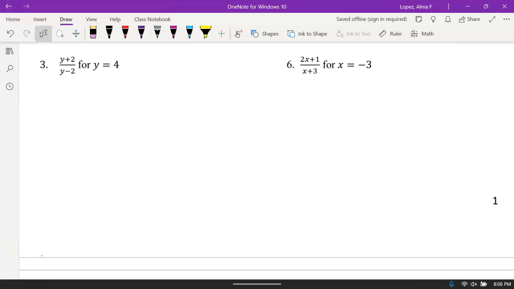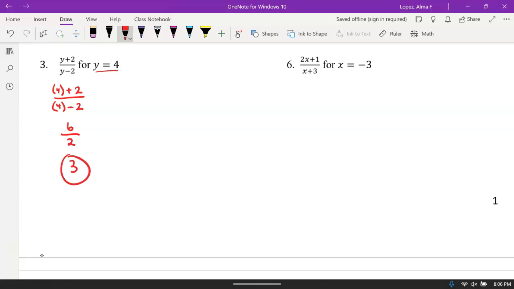Let's keep going. In this expression, everywhere there's a y, I'm going to build a parentheses. That keeps me from losing signs and making errors. Now, everywhere that they had a y, they want us to use 4. Then clean it up. Because it's a fraction, you'll apply the order of operations to the numerator and the order of operations to the denominator. 4 plus 2 is 6. 4 minus 2 is 2. 6 over 2 is 3. We're getting better, aren't we?